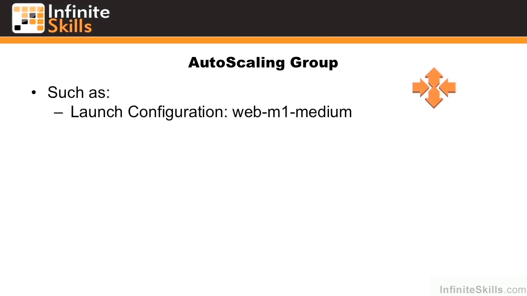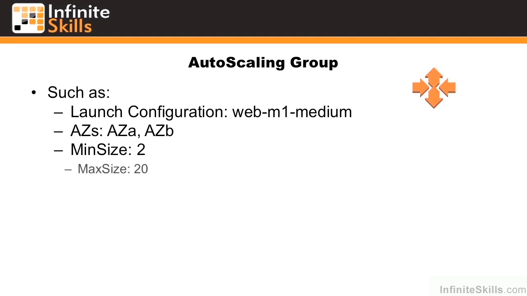To put in some actual parameters, we could specify a launch configuration of web M1 medium that we just specified in the previous slides. We can specify the AZs of AZA and AZB. We can specify that our group will never go below 2 EC2 instances and never grow above 20 EC2 instances. But given that no alarms have fired, we'll always try to seek to 4.